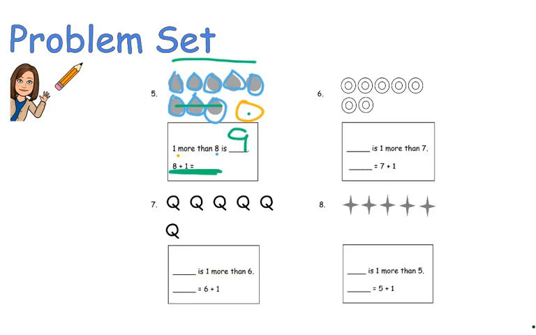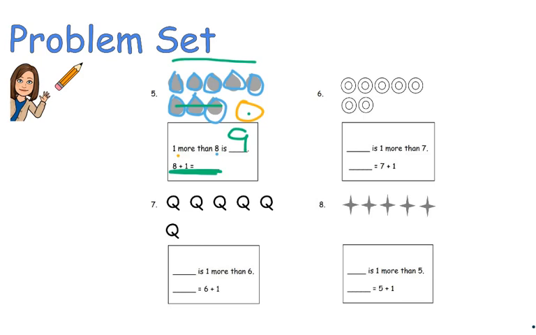Alrighty, let's do number 6 now, which has these little circles here. Because this picture is a little bit more complicated, when I add my one more, I'm just going to do a regular circle. With math, we want a picture that's nice and fast.